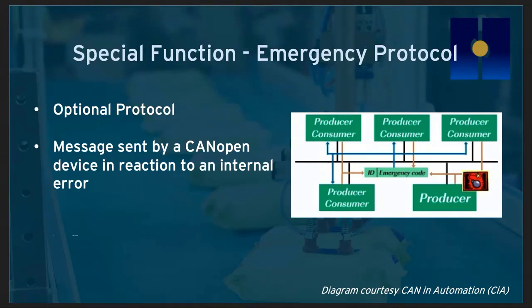But anyway, with the emergency protocol, you can set that up so that if a CAN slave, for instance, detects an internal error of some sort, it can send an emergency message out that the master will recognize and the master can take action. So that is a way of handling an exception like that. But again, it's an optional protocol that does not need to be implemented in every system for sure.